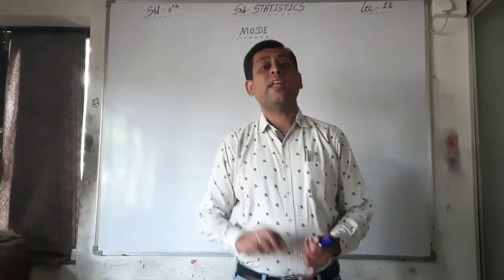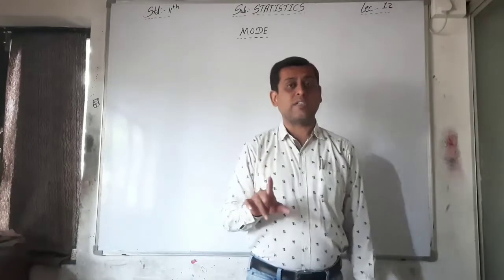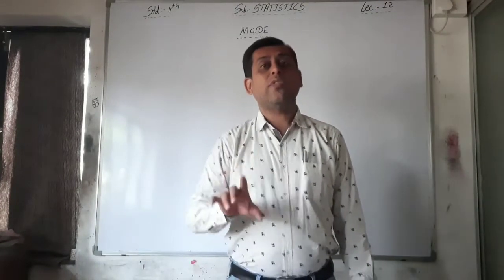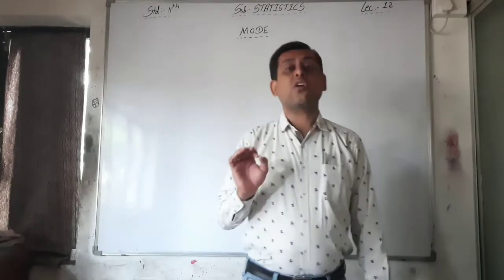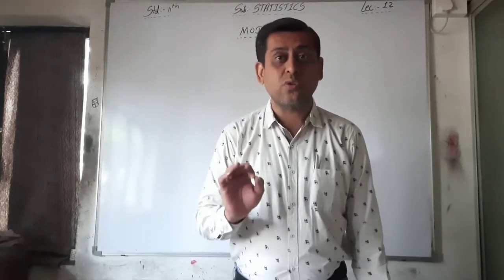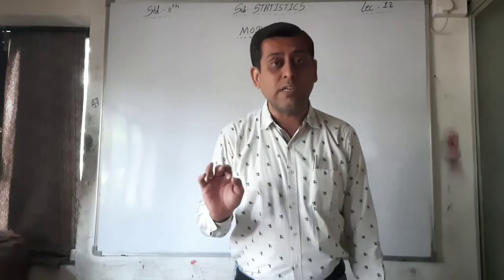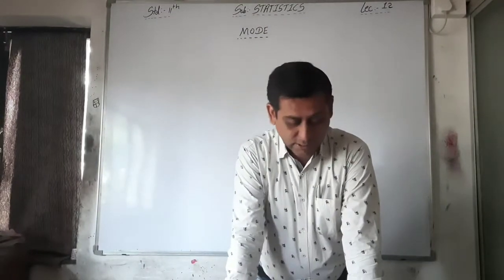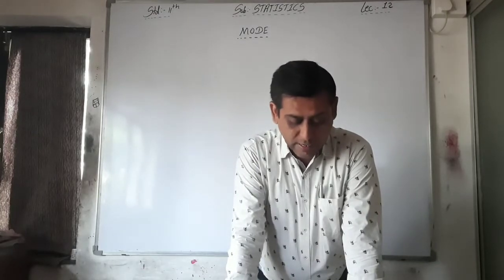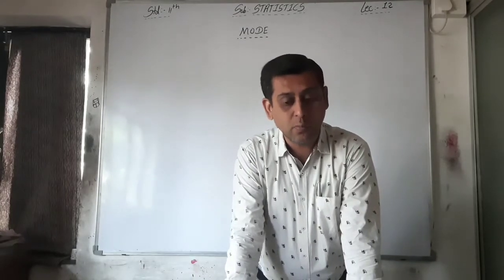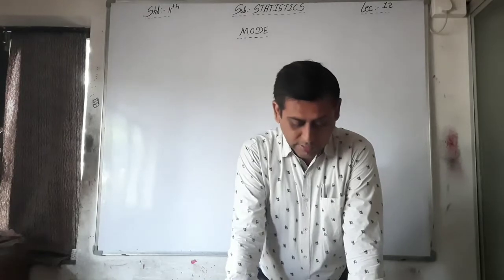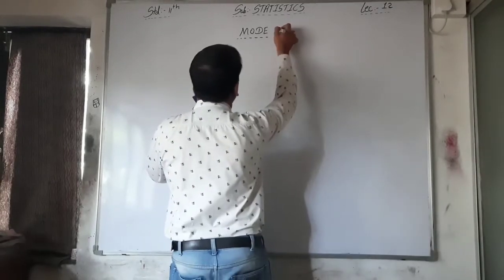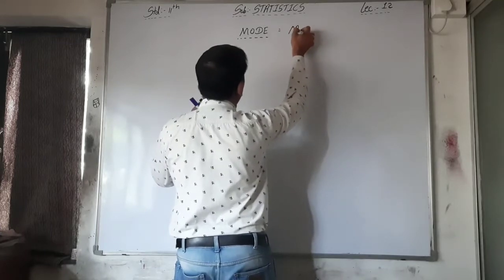Whenever frequency is given, it is called discrete and continuous group data, right? And there we have to show the maximum frequency observation. So the value occurring with the maximum frequency in the given data is called the mode. It is denoted by MO. Mode is equal to MO.